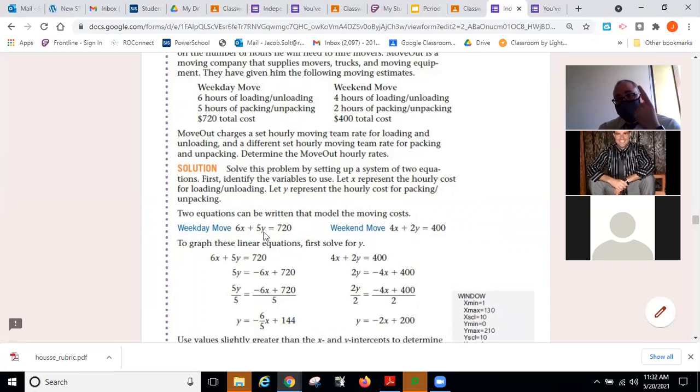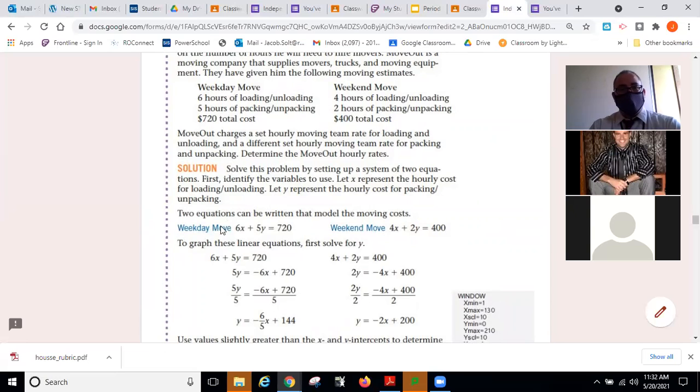If you have two variables in one equation, guess what? You can't solve it. You can't solve for two variables if you only have one equation. But if you have two equations, you can solve for two variables using systems of equations. And we do have two equations here: one is the weekday move, and the other is the weekend move.